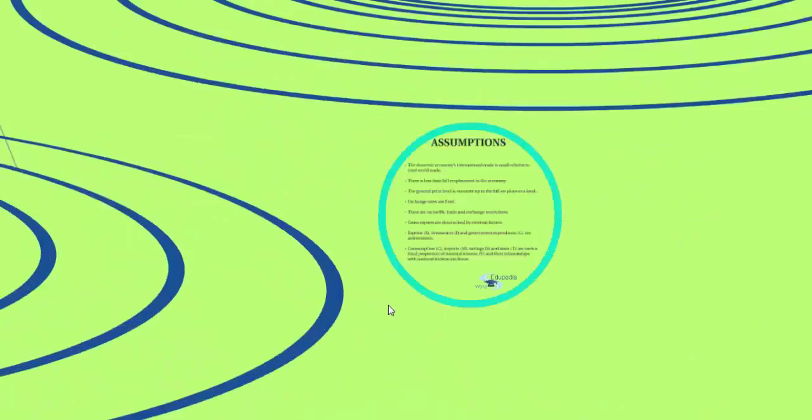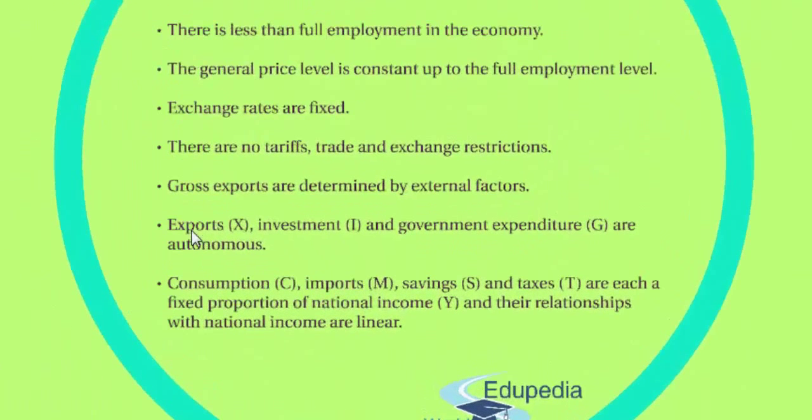This we'll see in our next assumption. We see that exports X, investment I, and government expenditure G are autonomous. In the last model, that is the 3 sector model, the investment I and government expenditure were also considered to be constant and autonomous. In this 4 sector model, we also consider the exports, that is X, to be autonomous and independent, because it is majorly dependent upon external factors which are beyond the control of an economy.